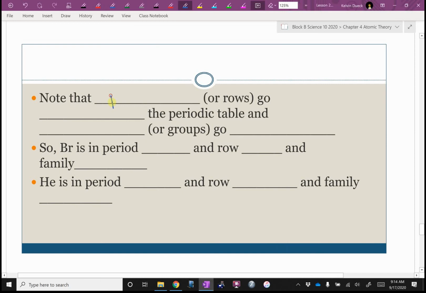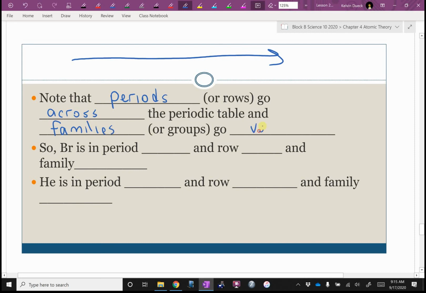Rows, and the fancy word for rows is the periods. Those are the ones that go across the periodic table. So the periods go this way, and the families, or groups, go vertically. They go up and down.